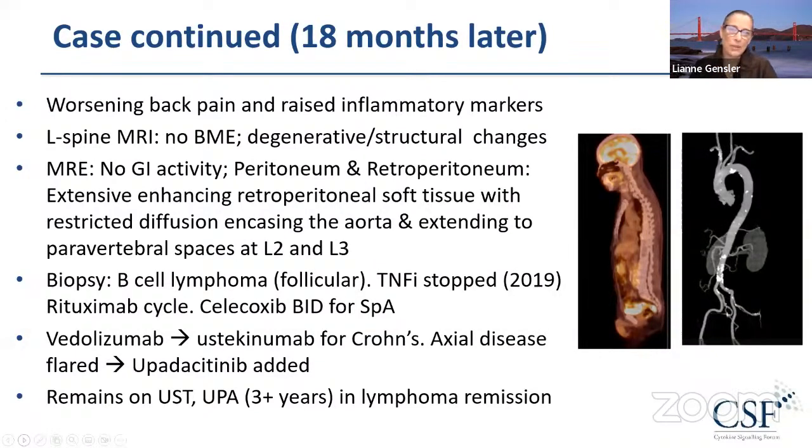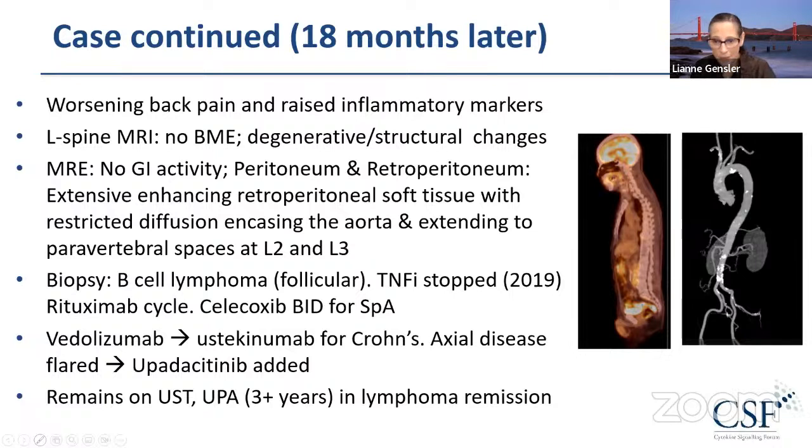18 months later, he presents with worsening back pain and raised inflammatory markers. Is he flaring? L-spine MRI shows no bone marrow edema. In fact, he just had some degenerative and structural changes. He gets an MRI to look for his Crohn's disease activity. You heard Pedro talk about MRIs as a tool that we use for disease activity. He actually has no gastrointestinal activity, but he has extensive enhancing retroperitoneal soft tissue infiltration that encases the aorta, looking like aortitis, and extends into the back. So there's the reason for the back pain. And a biopsy shows a follicular B-cell lymphoma.